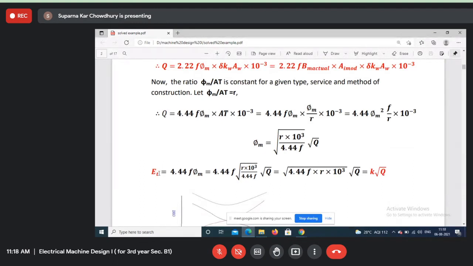So again, ET, the voltage per turn, is 4.44 F into phi m. So if we replace phi m by this expression, the voltage per turn becomes root over of 4.44 F R 10 to the power minus 3 root Q. So it can be written as K into root Q. So it is a constant because F is constant and R will depend on the type. So for a particular type, this is constant. Constant means not absolutely constant. It has a normal range over which it varies. So K into root Q.